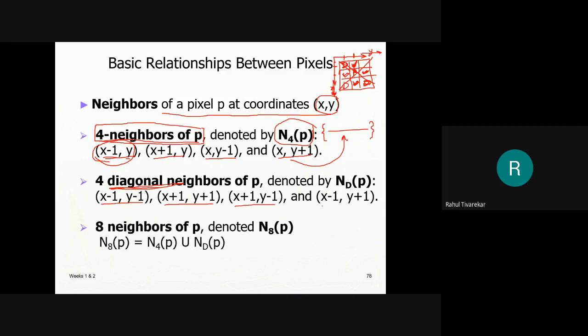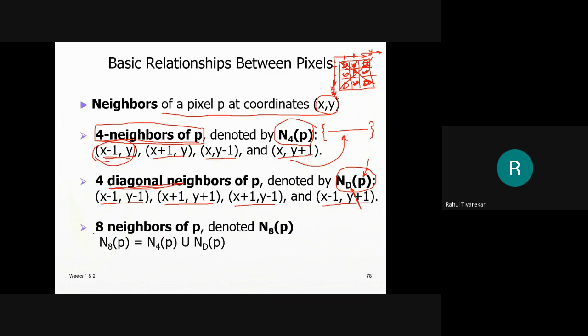And x minus 1, y plus 1: x minus 1 means you go upward, y plus 1 means you go rightward, and that means this pixel. So the set NDP represents the diagonal neighbors of a pixel p. The bracketed term means we are talking about neighbors of pixel p, and the subscript D represents that we are talking about the diagonal neighbors. So this also is very clear.